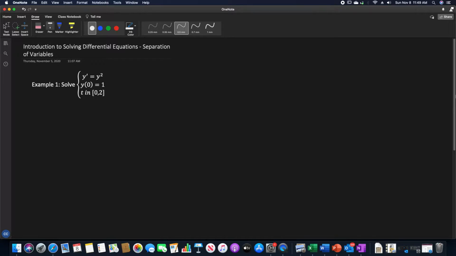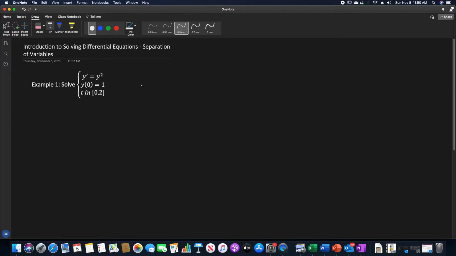Just going to go over a quick introduction to solving differential equations. In this video, we're going to go over two examples of separation of variables. And I have this first ordinary differential equation here. We want to solve y prime is equal to y squared, y of 0 is equal to 1, and t is going to be within the closed interval 0 to 2.